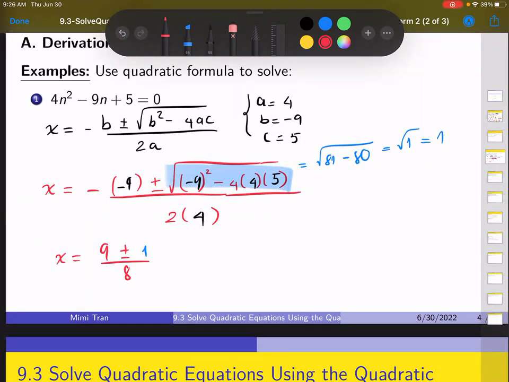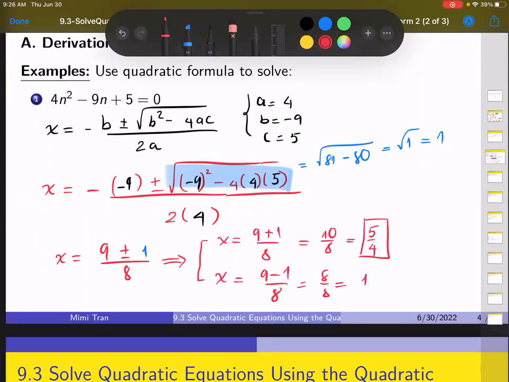Now you have to split it into 2 cases. So x equals 9 plus 1 over 8, or x equals 9 minus 1 over 8. This one is 10 over 8, simplified that will be 5 over 4. This one is 8 over 8, which will be 1. And those two are your solutions. You should have 2 solutions because it's quadratic.